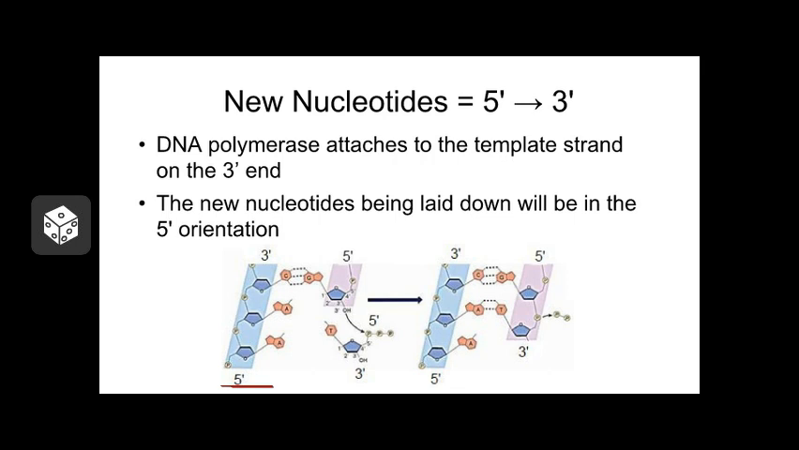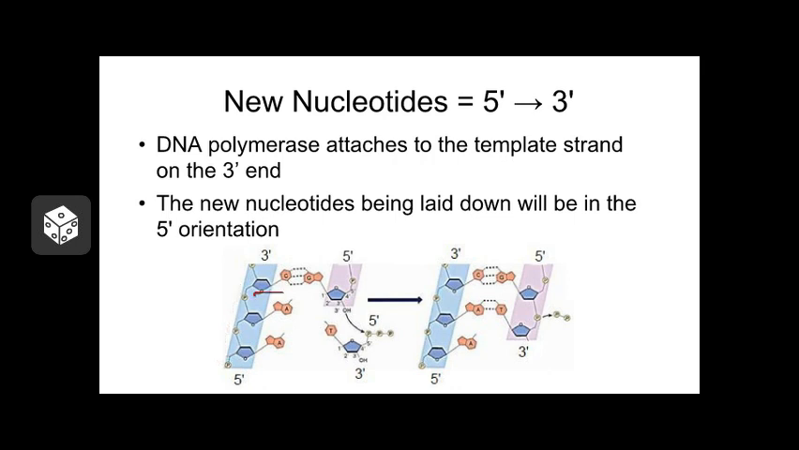Let's say we want to copy this little piece of DNA over here. To do that, an enzyme is going to have to grab onto the 3 prime end of this strand, and it's going to be working in this direction, from 3 prime to 5 prime. However, as it lays down nucleotides, because the two strands are anti-parallel, or upside down to one another, the new nucleotides that are laid down are going to be in the 5 prime direction.